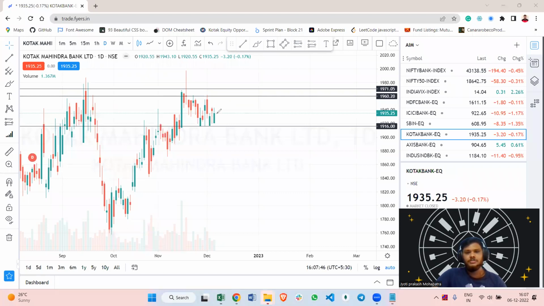So my suggestion would be to wait for it to close above that level, but you can expect some buying pressure here if tomorrow market closes above 1945 or 1940, then you can set your target to 1960. But for any selling, you need to wait for it to close below 1925 or 1920. Then after that, you can expect some selling pressure here.